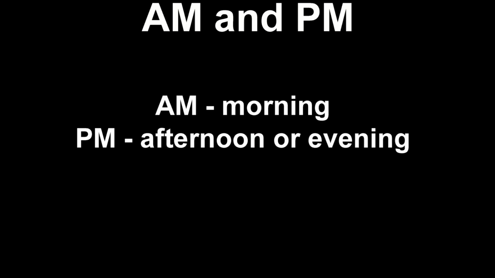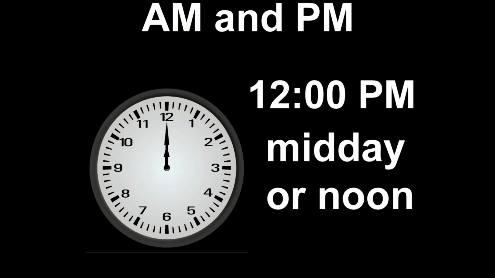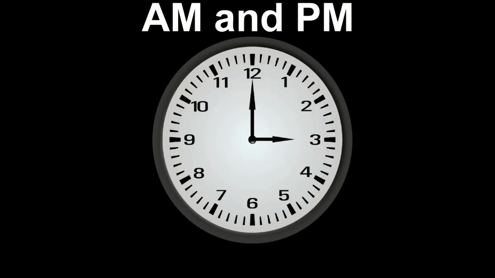AM means morning, which is before noon. PM means afternoon and evening, especially when it is night. Here's an example of 12 o'clock and the special names for that time. This is 12 a.m. It is also called midnight. 12 p.m. can also be called midday or noon. It's always a good idea to put AM and PM in order to not get confused with the time. Let's move on.